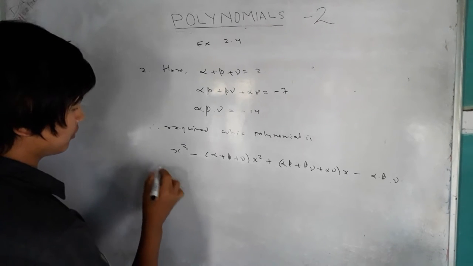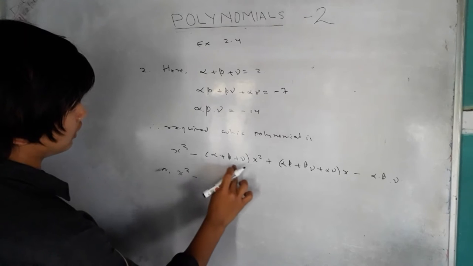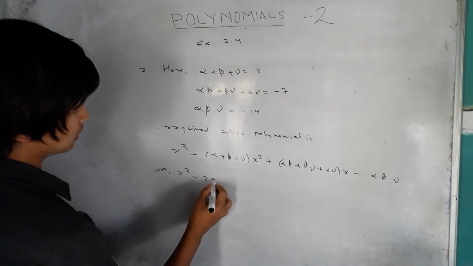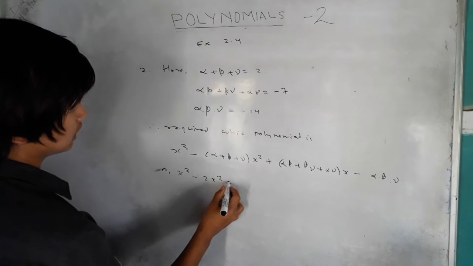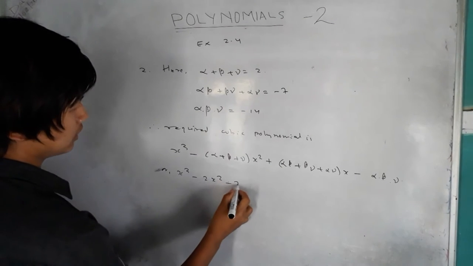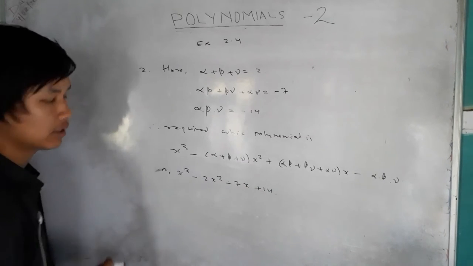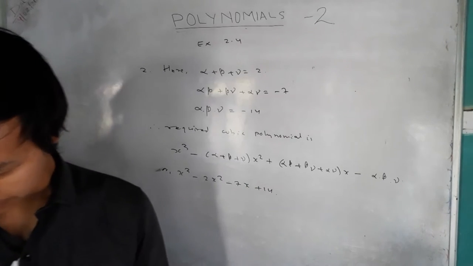Substituting the values, I can write x cube minus 2x square, minus 7x, because minus into minus, plus 14. This is our required polynomial. Question 2 is also done.